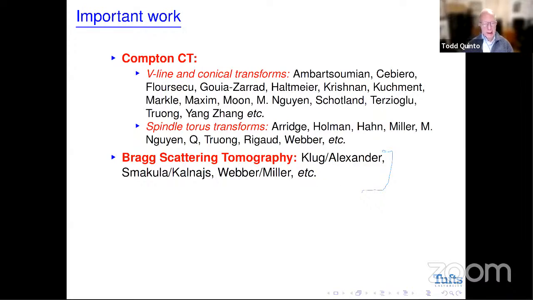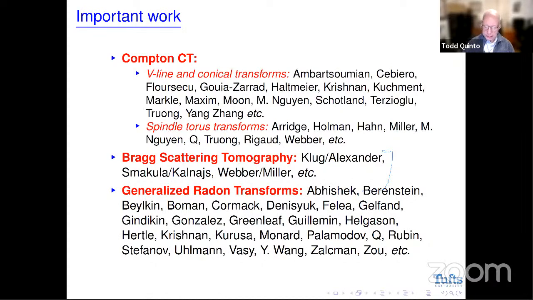But these are all Radon transforms, and I want to make the point that there are a lot of really important articles and researchers on this, including, of course, Israel Gelfand, Simon Gindikin, and Palamodov, and many others. Of course, Stefanov and Uhlmann, and many people both in Russia and the former Soviet Union in the old days, and elsewhere. Good.